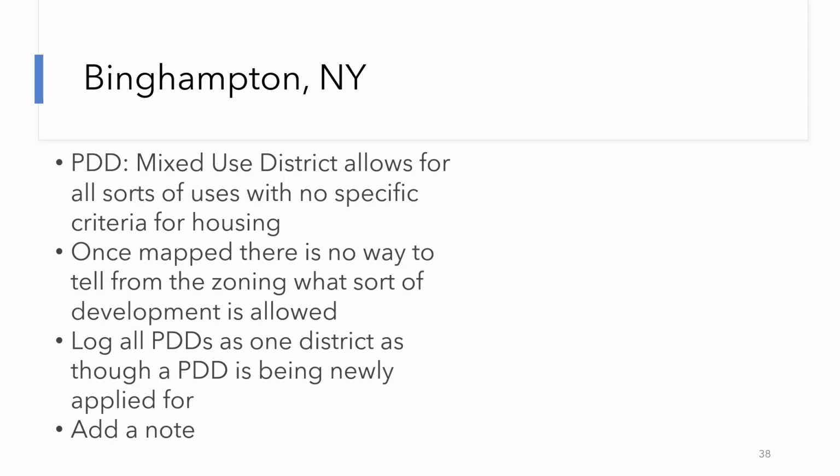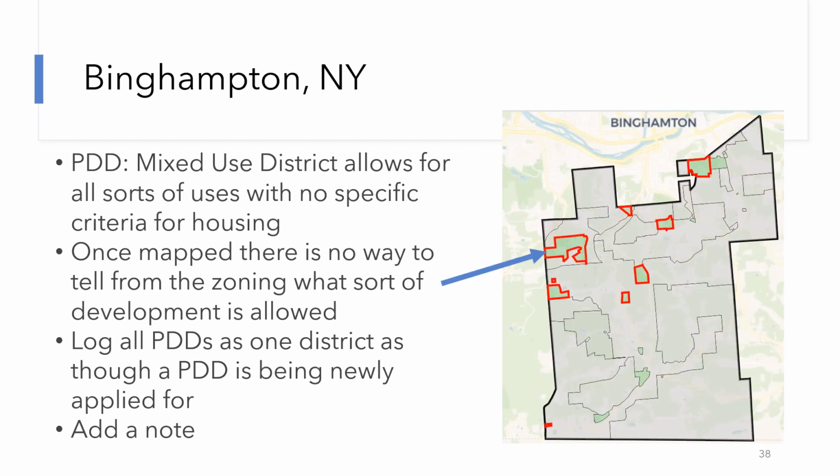When we enter districts into the editor, we should also check the maps. Here we see that Binghamton PDD district is mapped in a number of locations, reflecting approvals for a whole bunch of planned developments. But since this particular district allows all sorts of uses, there is no way for us to know if residential is a component of all of these planned developments. They could be industrial, businesses, community facility, residential, or a mix of uses. And they could also be a variety of different building forms.